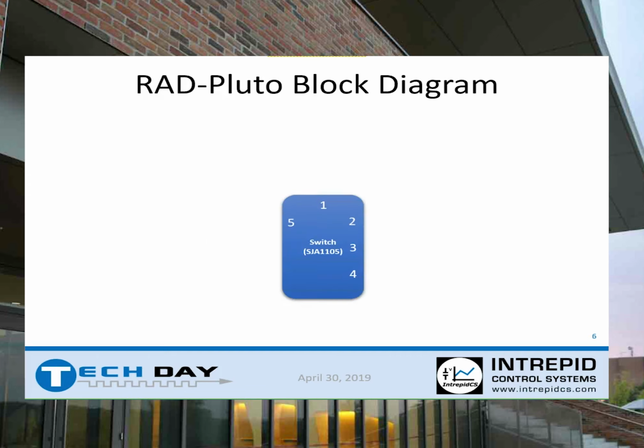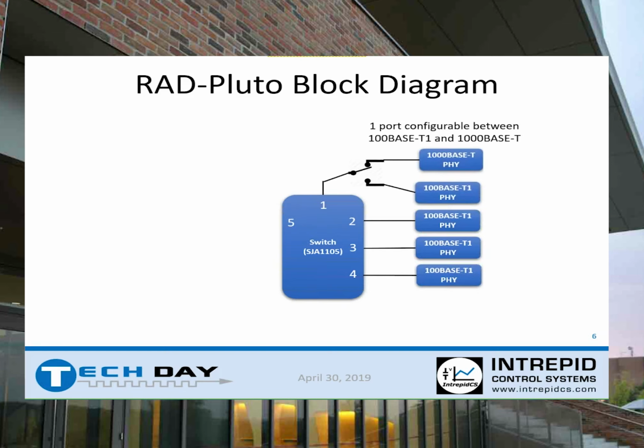We'll talk about some of the use cases in the following slides. But to really understand the capabilities of this, I'll show you a block diagram. So we start with the SJA1105 switch from NXP. And so it has 3 100BASE-T1, 100 megabit 2-wire Ethernet ports. And then we have one port that has a MUX, so you can choose between a 4th 100BASE-T1 port, or 1000BASE-T, or your standard 8-wire gigabit RJ45 jack.